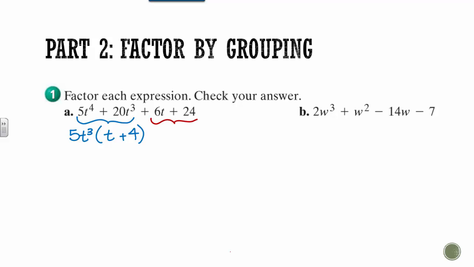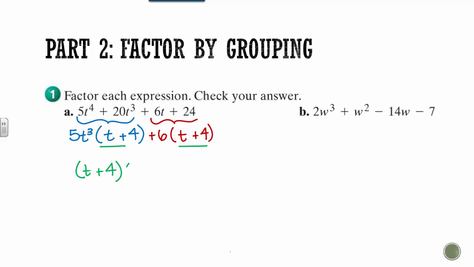So 6t and 24, they have a positive 6 in common. And to go from 6 to 6t, I got to multiply by t. And to go from 6 to 24, I got to multiply by 4. So we can see that we got the same thing here in the middle. That's our check. So t plus 4, I'm going to factor out.